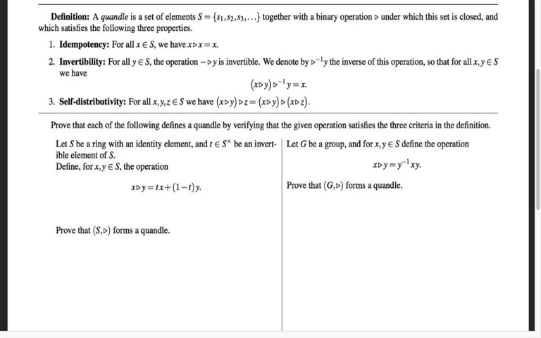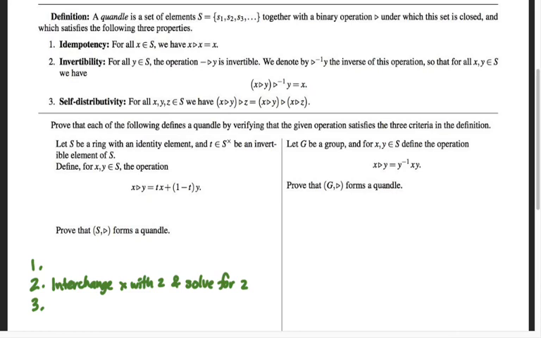So we want to verify all three of these. But for the invertibility part, again, interchange x with z and solve for z. So that's something you can do in either case, right? That's always going to give us a way to verify that there exists an inverse for those operations.